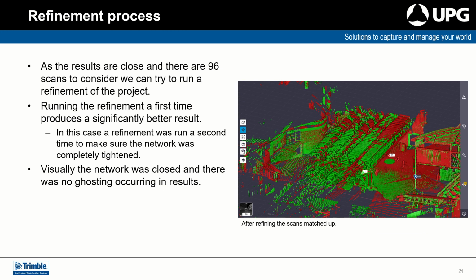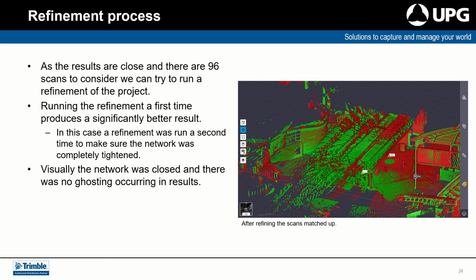The next step that was undertaken was a refinement, and the refinement process matched the scans up. In this particular case, the refinement was done twice, and once the refinement was done, you can see that the overlay of the two scans meant that we're not measuring significant differences anymore. And to measure the differences, we would be needing to look at the refinement report rather than a visual check as what we had been previously doing.